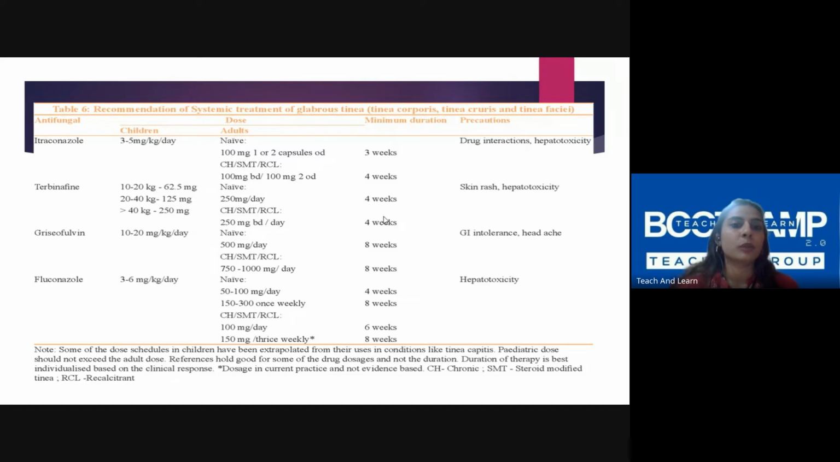Okay, so terbinafine would be 250 mg per day. If it's terbinafine, it would be for 4 weeks. Griseofulvin would be 500 mg for 8 weeks. Fluconazole would be 50 to 100 mg per day for 4 weeks.